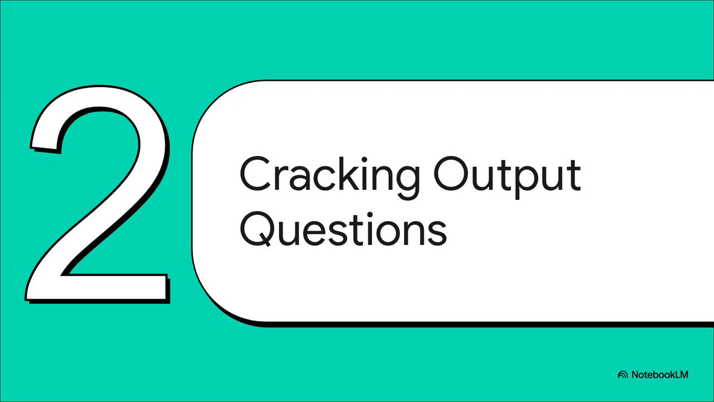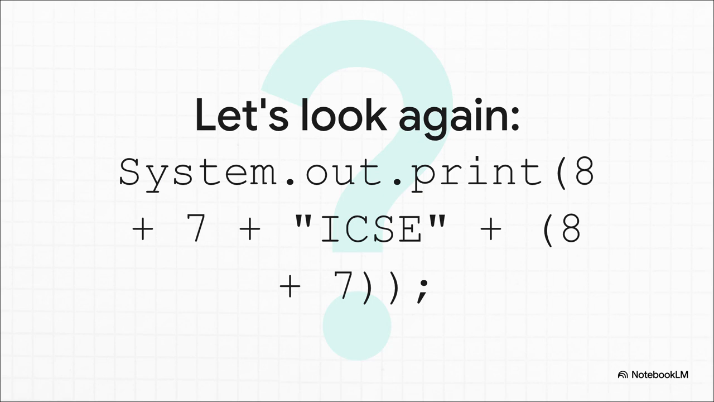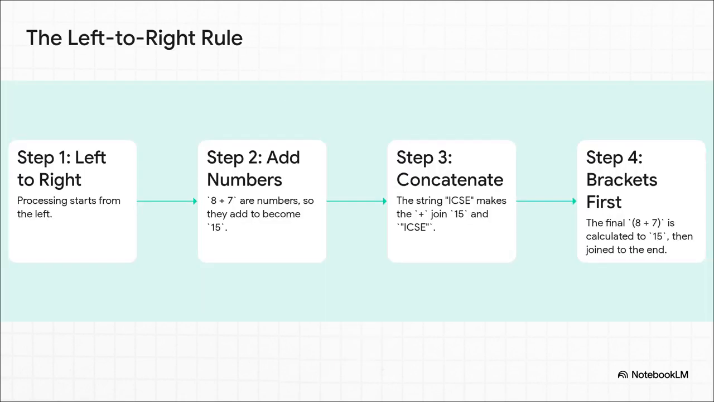Now it's time to tackle those tricky output questions head-on. This is an area where a lot of students lose easy marks. But after we go through this, that's not going to be you. So we're back to our original problem. How do we solve it without just guessing? Well, it all comes down to following one simple, super important rule. The key is the left-to-right rule. Java just reads this whole thing from left to right, one piece at a time.